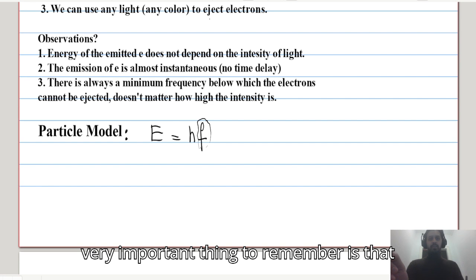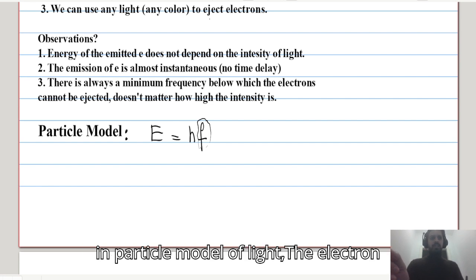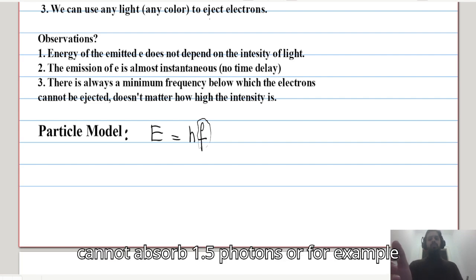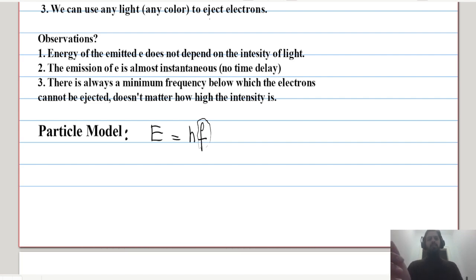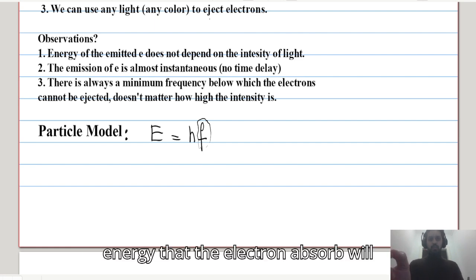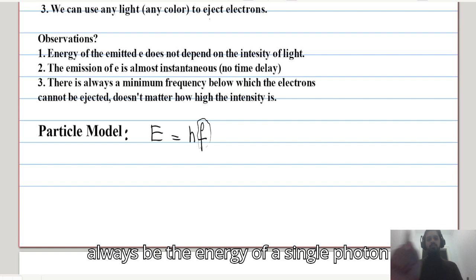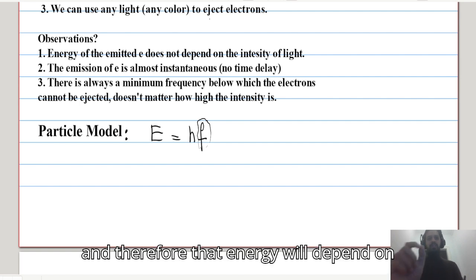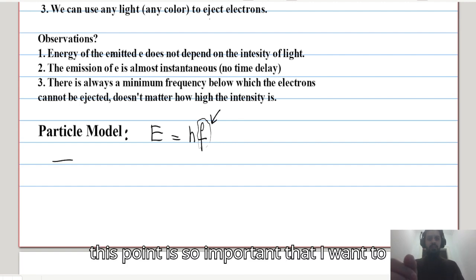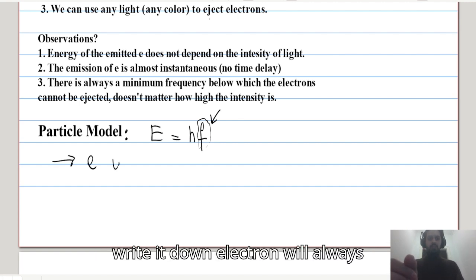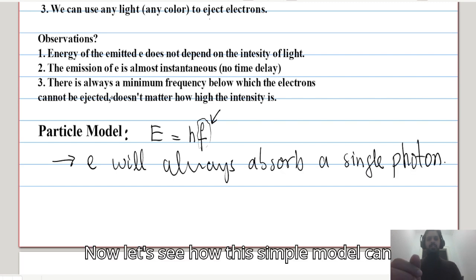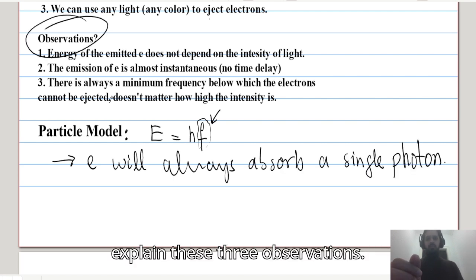A very important thing to remember is that in particle model of light, the electron will always absorb the whole photon. It cannot absorb 1.5 photons or, for example, 2 photons and add up their energies. No, the energy that the electron absorbs will always be the energy of a single photon, and therefore that energy will depend on frequency of light. This point is so important that I want to write it down. Electron will always absorb a single photon. Now let's see how this simple model can explain these three observations.